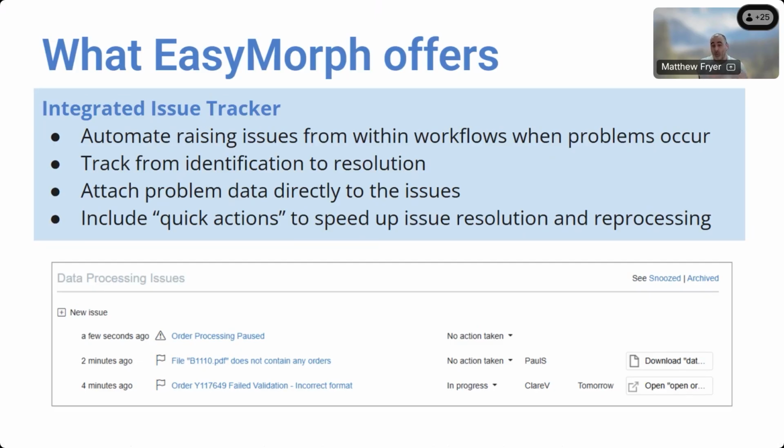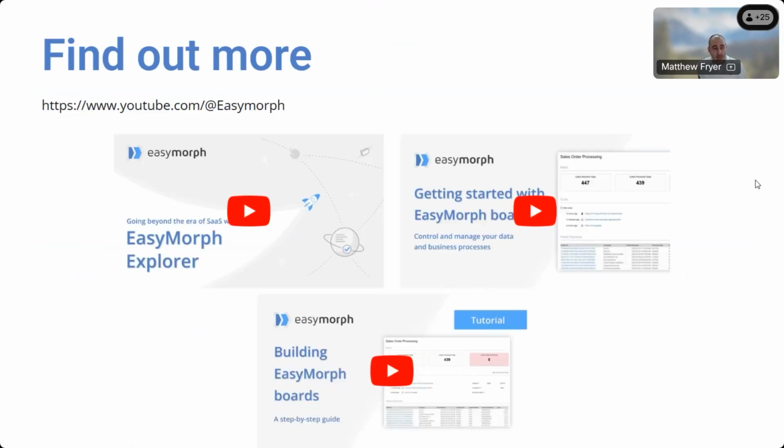And we can add workflows, which are quick actions that can help us to resolve the problem, or, once the problem is resolved, allow the person looking at that issue to instantly reprocess that problem file or problem order and let it continue down the rest of the journey. So EasyMorph issues do offer a lot more, again, just because they are baked in and part of EasyMorph, and it's all one platform.